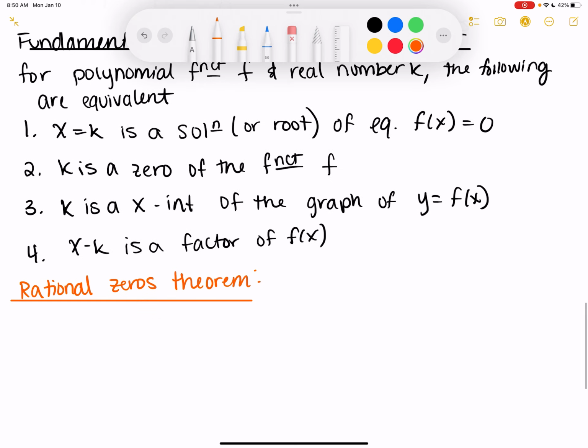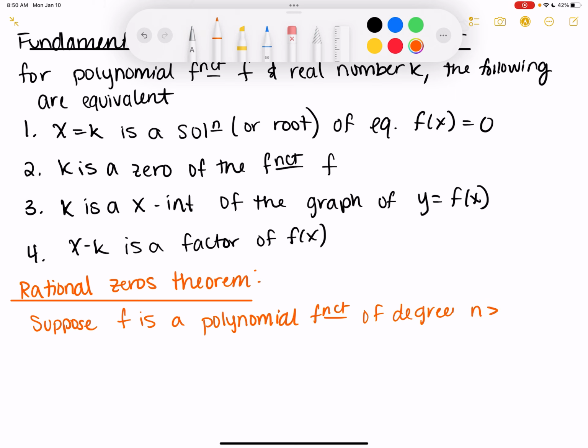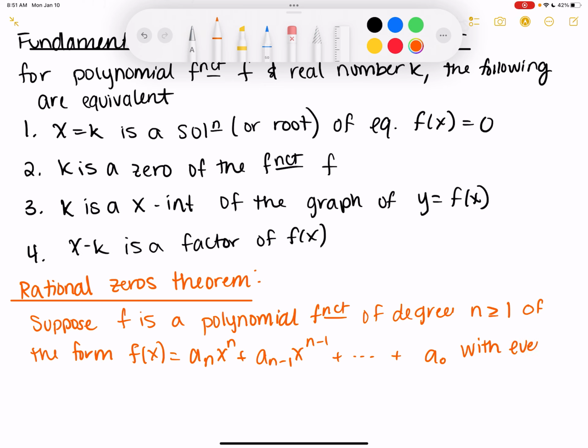So suppose f is a polynomial function of degree n greater than or equal to 1 of the form f of x is equal to a sub n x to the n plus a sub n minus 1 x to the n minus 1 plus dot dot dot plus a sub 0, with every coefficient an integer and a sub 0 not equal to 0.